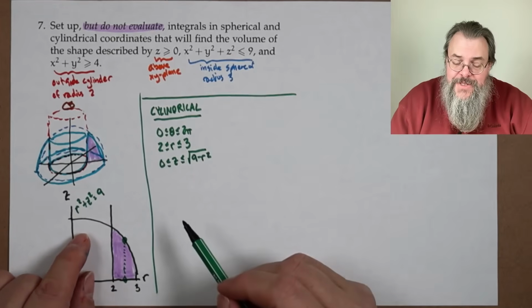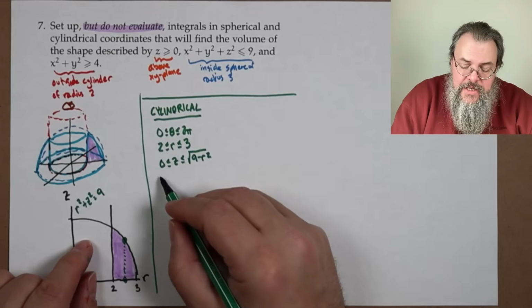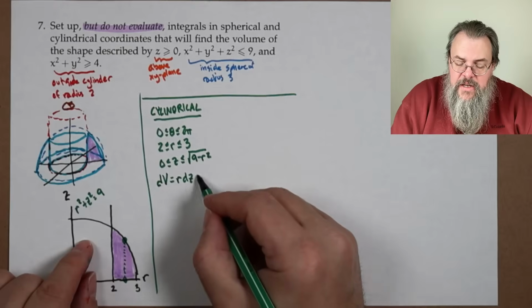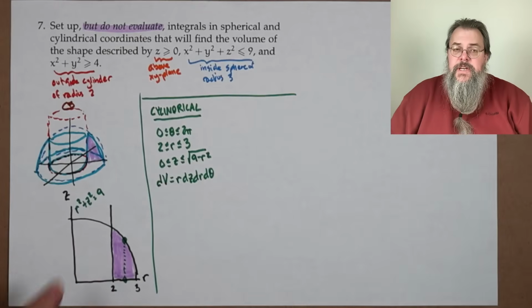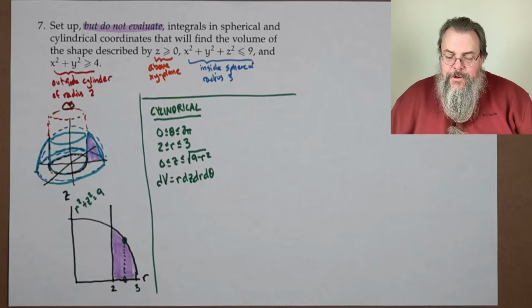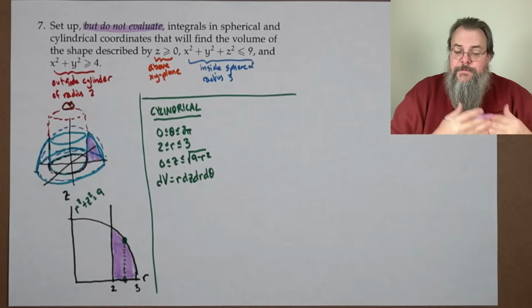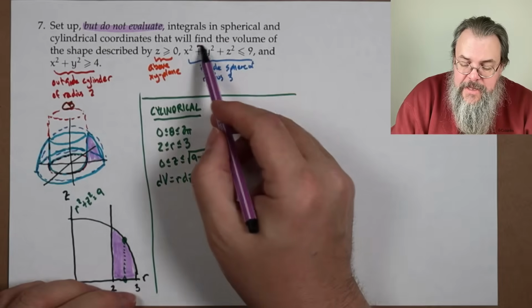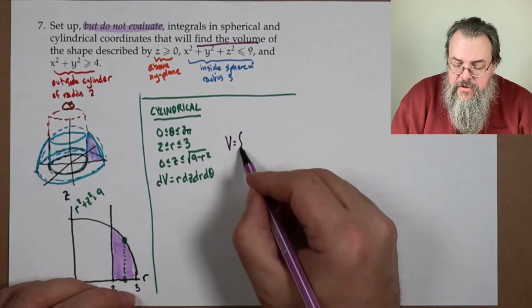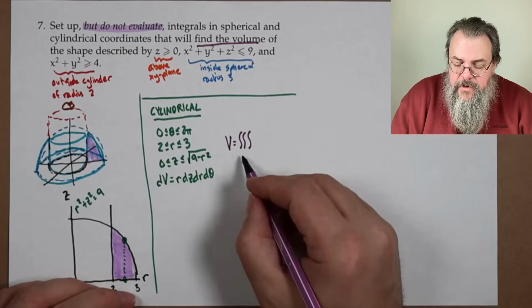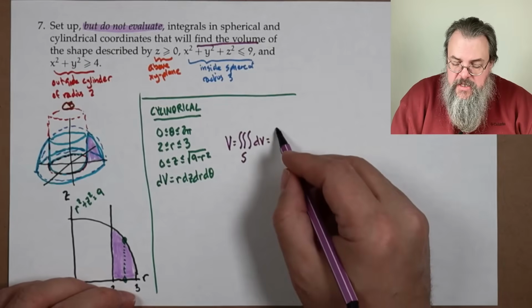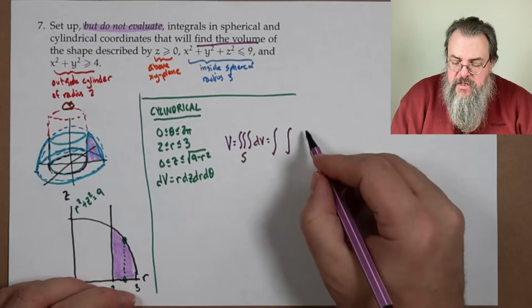Those are our bounds. The last thing we need to note is that dV is r dz dr d theta. With all of that, we're ready to write down our answer, right? Because how do you find volume? That's the goal. Find the volume. Well, our volume is going to be the triple integral over our shape of dV. So that's going to be an integral, integral.